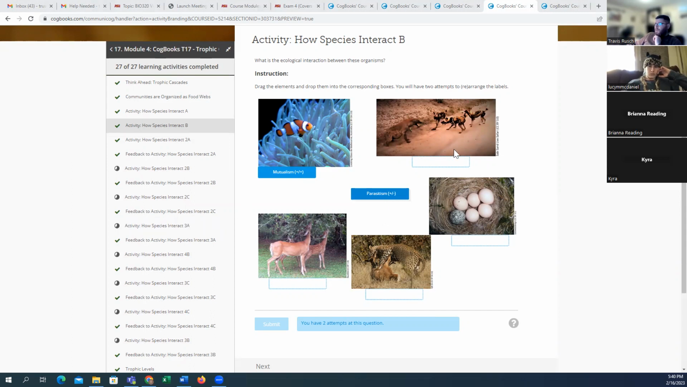So what about what's going on in this top right picture? That one's probably competition. Yeah, right. We've got African wild dogs and a hyena, and it looks like they're kind of squaring off, and they're probably either fighting over territory or fighting over a food source nearby. So that would be competition.